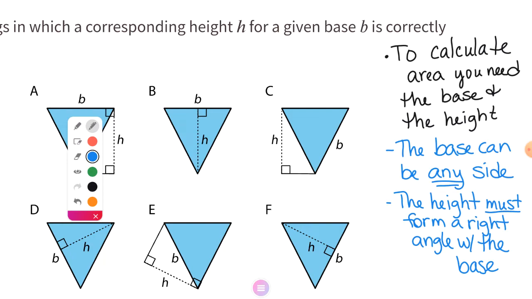So the height must form a right angle with the base. An index card is a very, very useful tool when you're picking out your base and your height. The base is any side. The height, how can an index card help you pick out where the height is? Emmett? You could see where the base is and see how high it is.